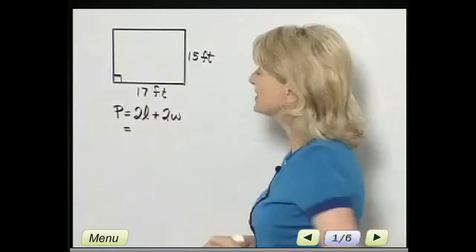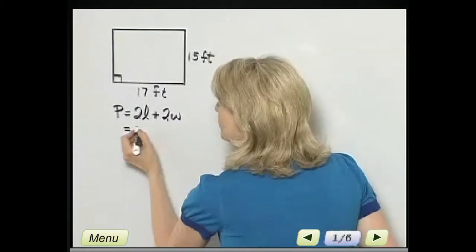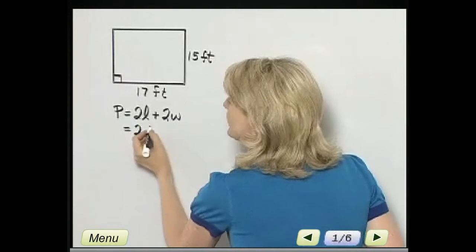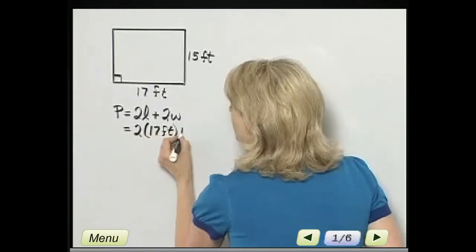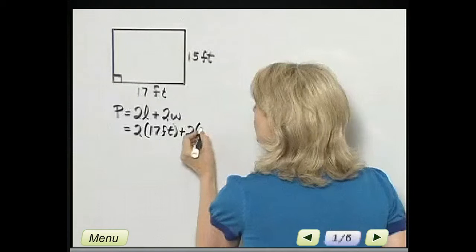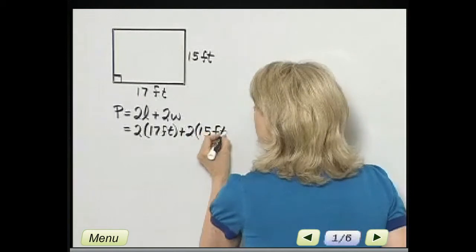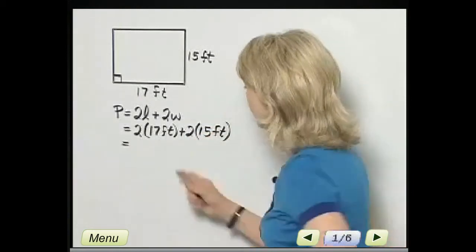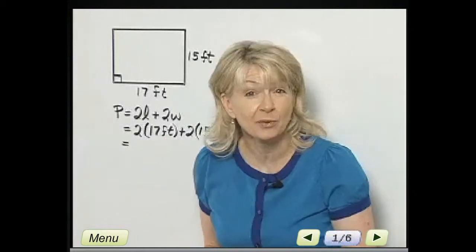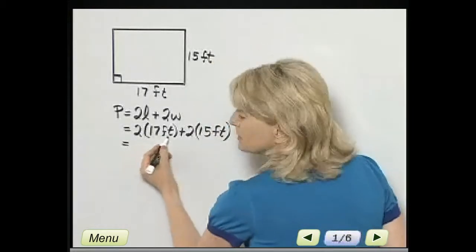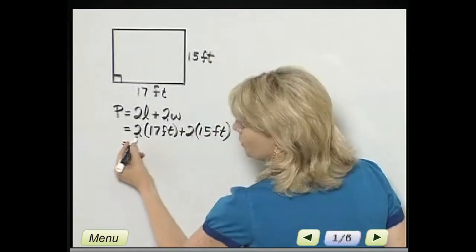So in this particular figure, 2 times the length, which is 17 feet, plus 2 times the width, which is 15 feet. And I might just use the feet at the end and remove it later on, but right now I'll go ahead and just keep the units in this equation.